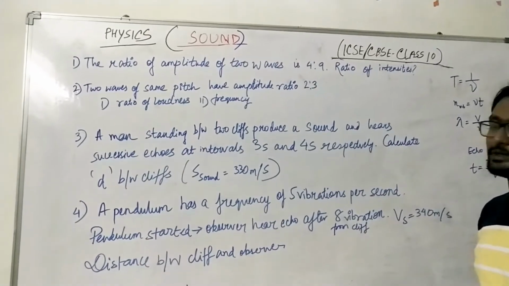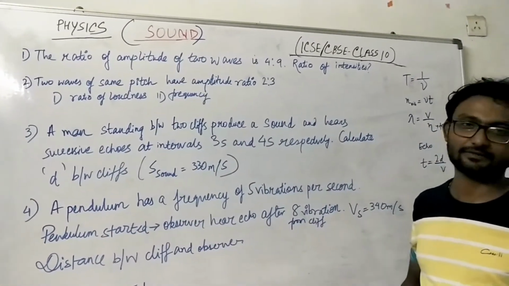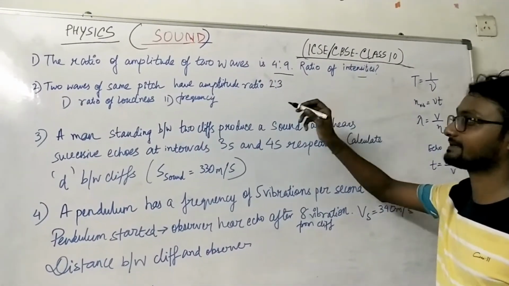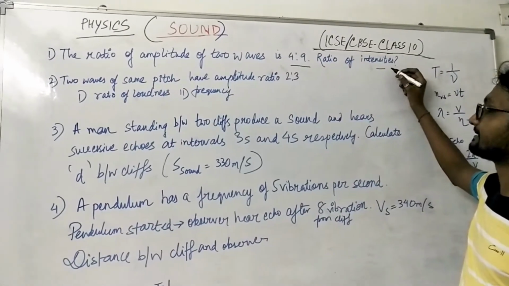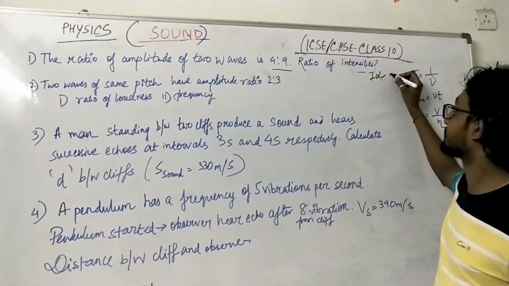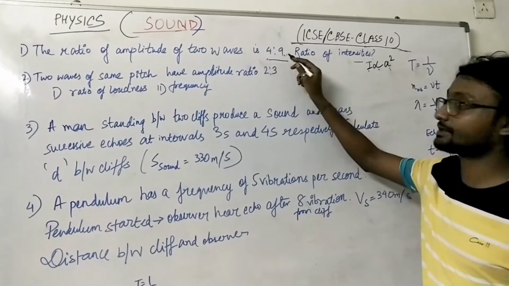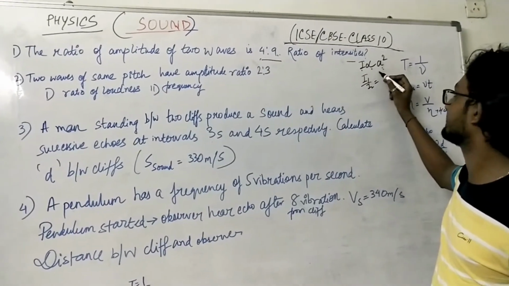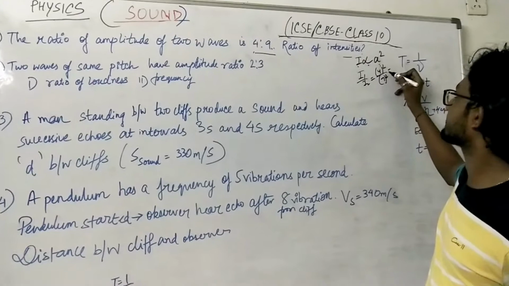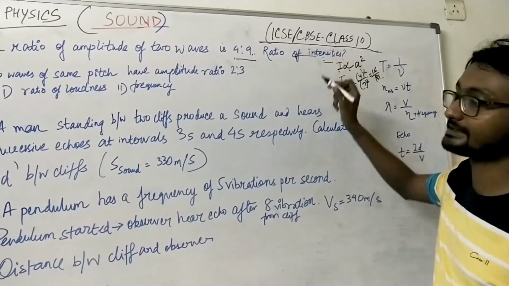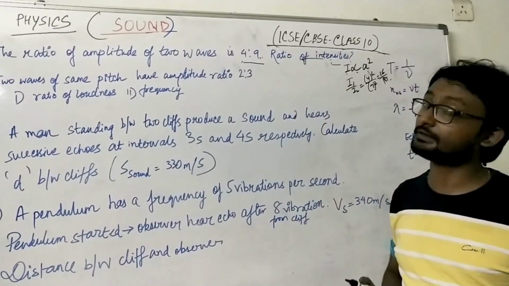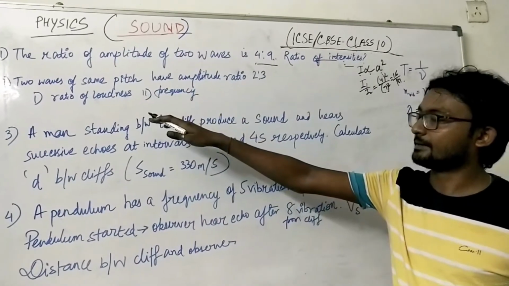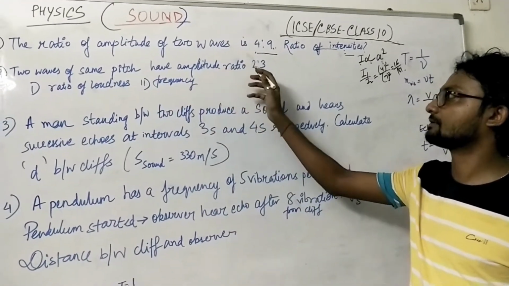So these are some numerical problems regarding sound, the last part of this video. The ratio of amplitude of two waves is 4:9. Find the ratio of their intensities. As I told you, there is a formula: intensity is directly proportional to A squared, where A is the amplitude. So the ratio of the intensities is 4 squared by 9 squared, that is 16 by 81. This is the ratio of the intensity. But from here we can't find the ratio of the frequency because frequency is not dependent on the amplitude of a wave. Then coming to the next problem, two waves of same pitch have amplitude ratio 2:3.